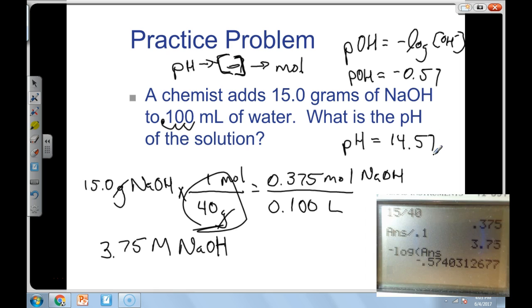14.57. So here's an example of where a base can be higher than 14, can have a pH of higher than 14. Okay, so there it is. That's pH problems, pOH problems, dealing with strong bases.